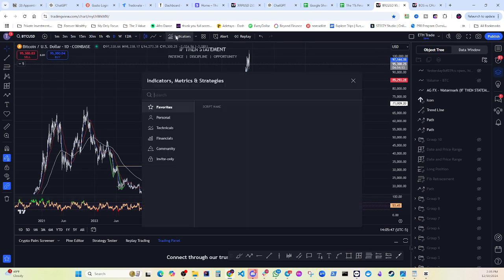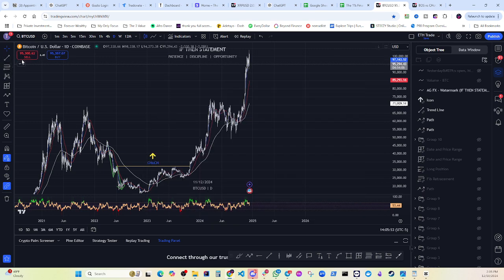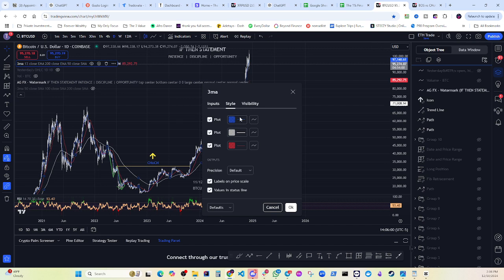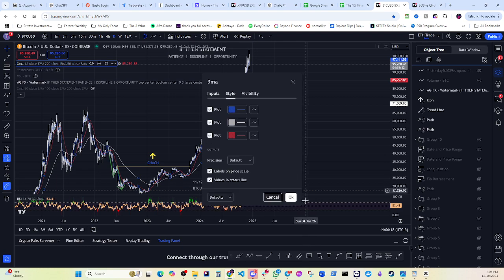The first thing you're going to do is click indicators. Type in 3MA, and look for this one, Dinar 3MA. Click that, and once you do, you're going to see it. Hover over it, go to the settings. Pause the video and make sure the colors are blue, white, red on style. Then on inputs, make sure it's 13 close EMA, 200 close EMA, 50 close SMA. Pause the video and make sure your inputs and style are there.